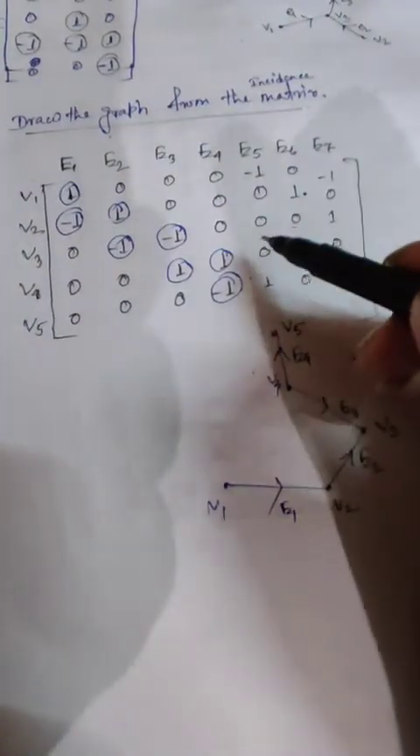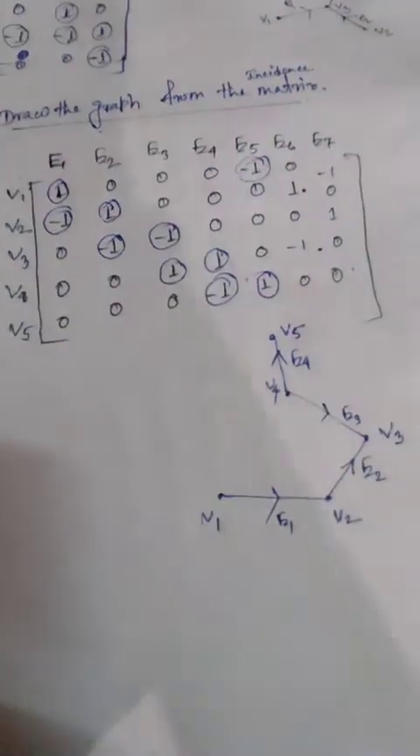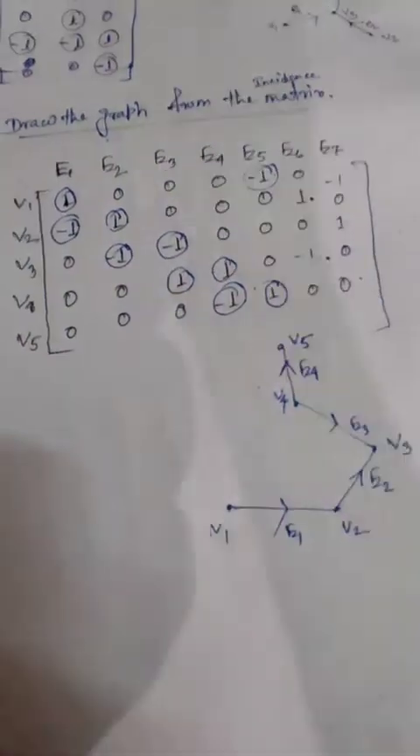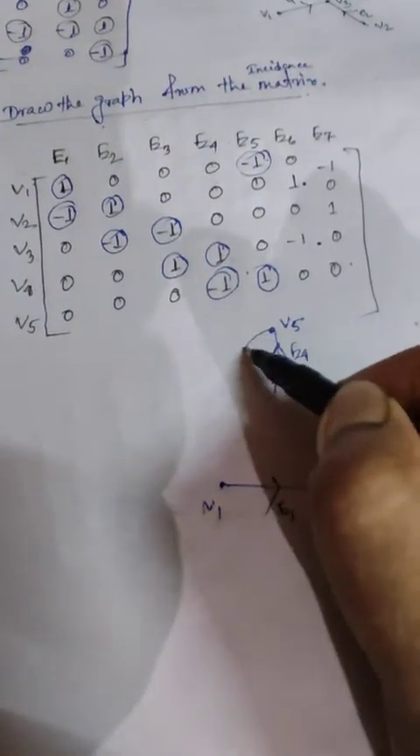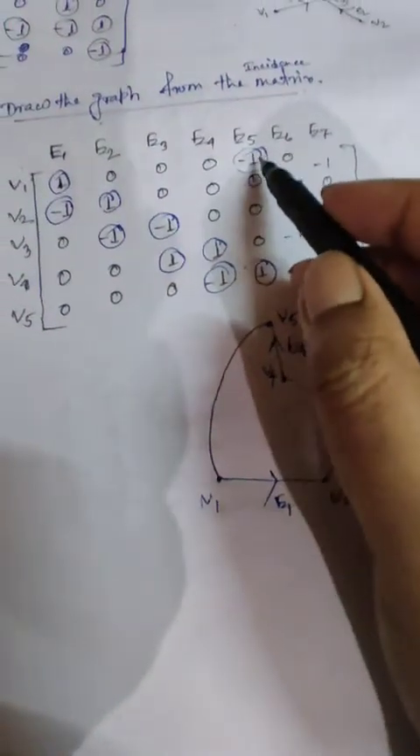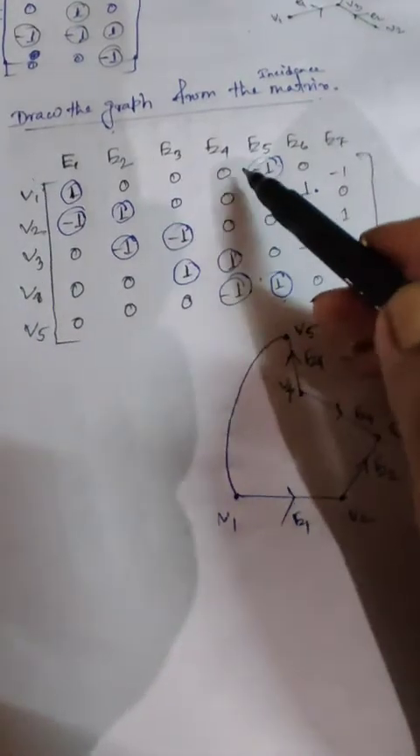And next E5, that is V1 and V5. So E5 has -1 and this is +1. From here we can say that this will be connected like this, and this is incident out at V5 and incident in at V1. So the direction will be on this side.